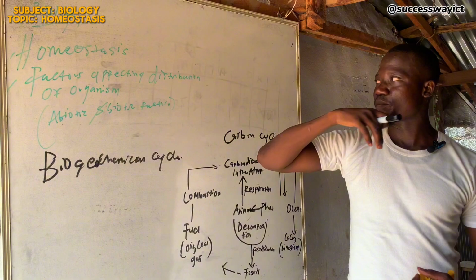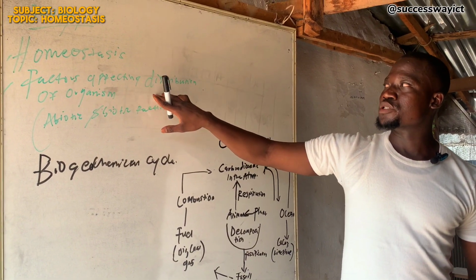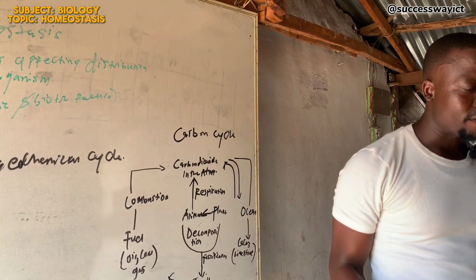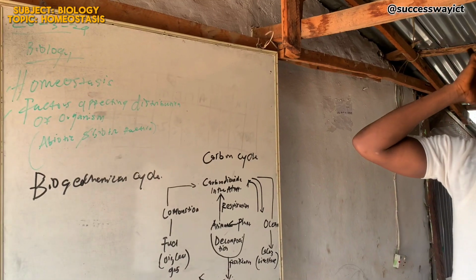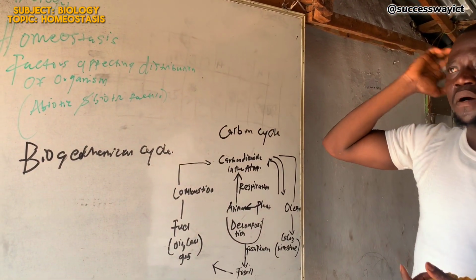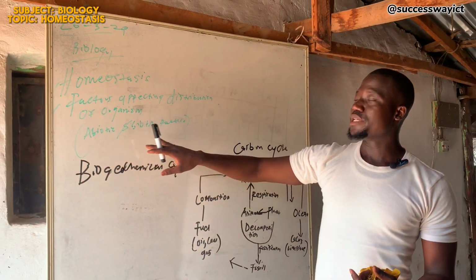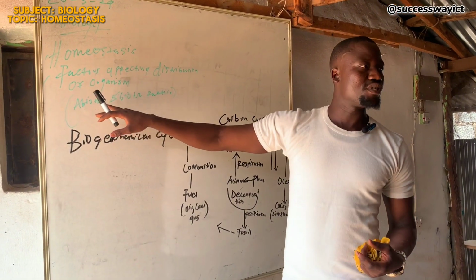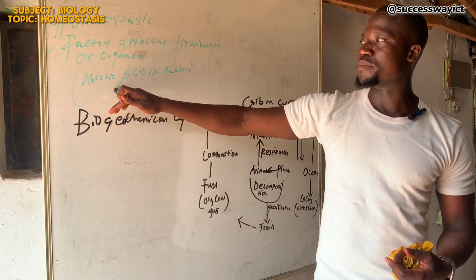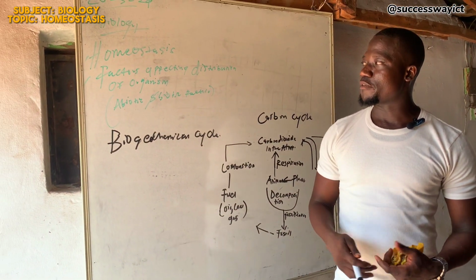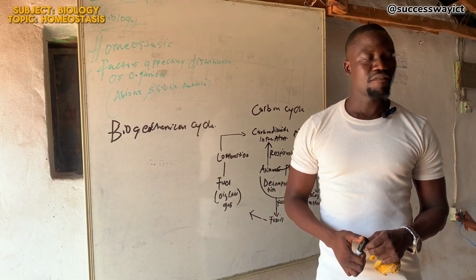Without wasting too much time, let's look at distribution of organisms in an environment. In the distribution of organisms in an environment, we shall place emphasis on biotic factors and abiotic factors.